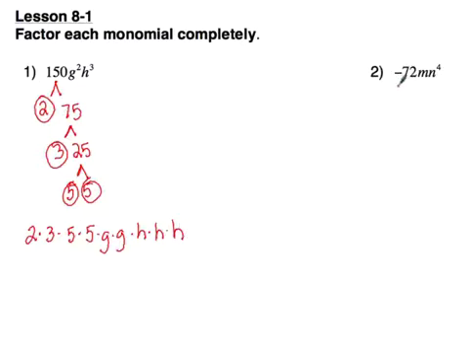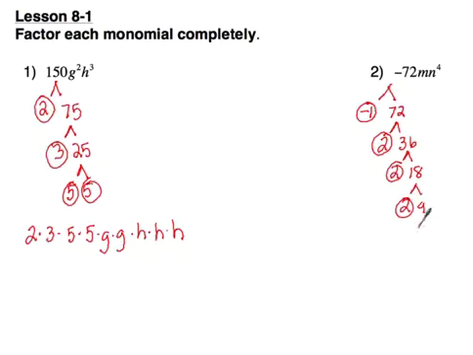Number 2, the only real difference here is, remember, when you've got a negative, you've got to pull that -1 out first. So it's -1 times 72. And now it goes just like we did over here. So 72 is an even number. So I'm going to break that down into 2 and 36. I circle 2 because it's a prime number. 36 breaks down into 2 and 18. So that, again, is a prime number. 18 breaks down into 2 times 9. 2 is a prime number. And then 9 is 3 times 3.